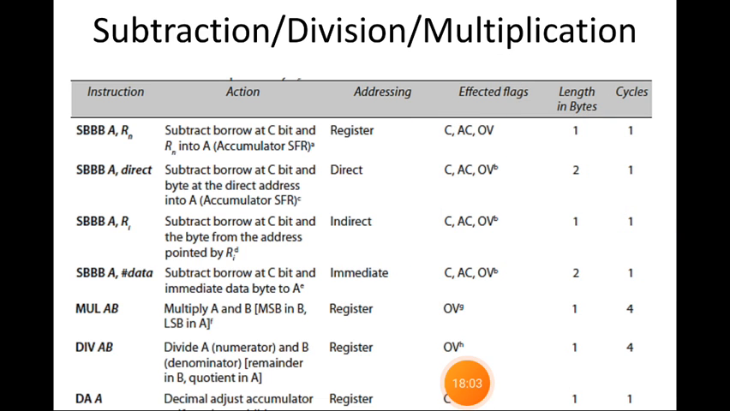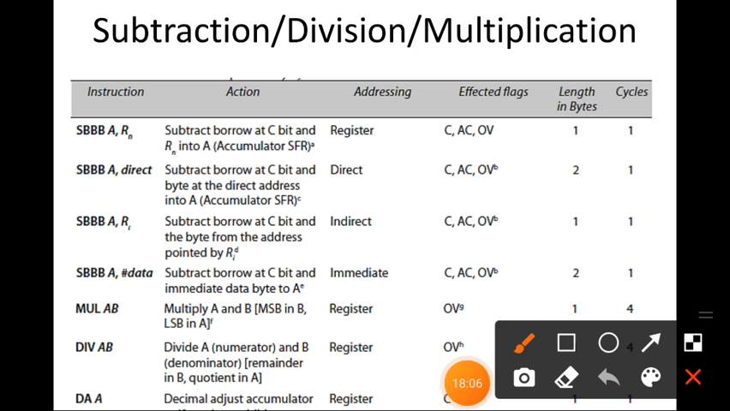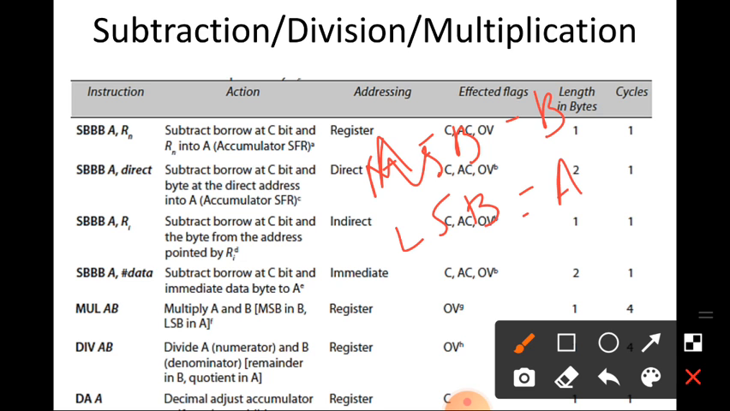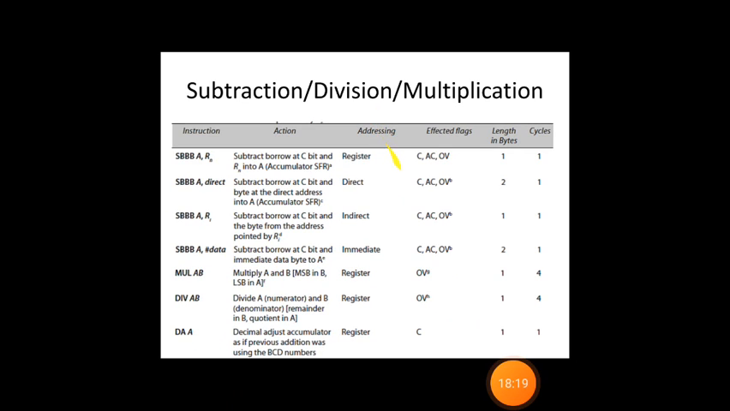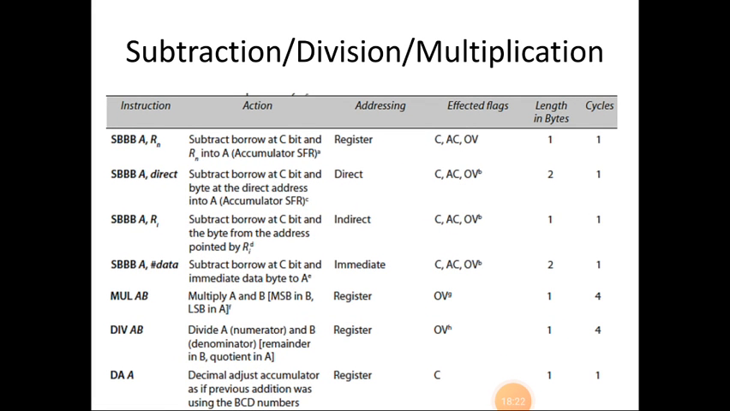And for a multiplication, the MSB will be stored in B and the LSB will be stored in A. And the next one is decimal adjust accumulator, using BCD numbers. So after addition, we use DAA for decimal adjustment. That is, in the last class we discussed that if it is greater than 9, we will add 6 to it.